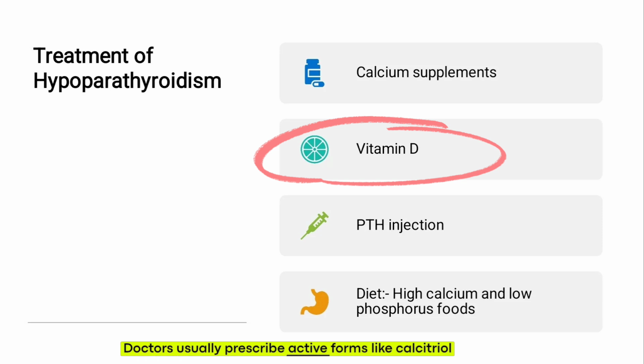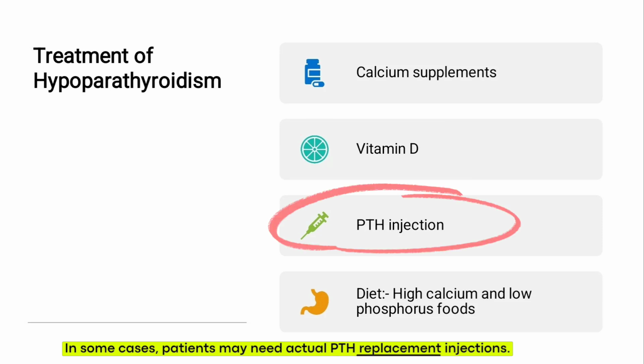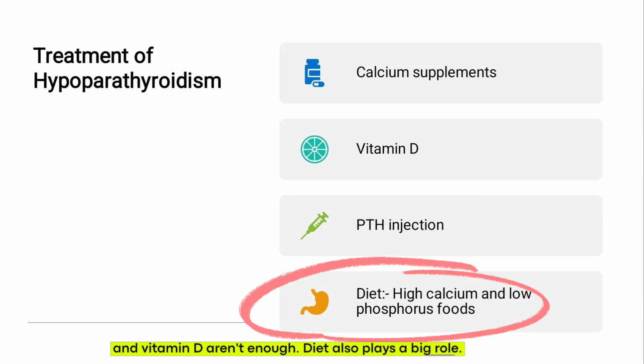Doctors usually prescribe active forms like calcitriol since the body can't convert vitamin D properly when PTH is low. In some cases, patients may need actual PTH replacement injections. This is a newer option and used when calcium and vitamin D aren't enough. Diet also plays a big role.